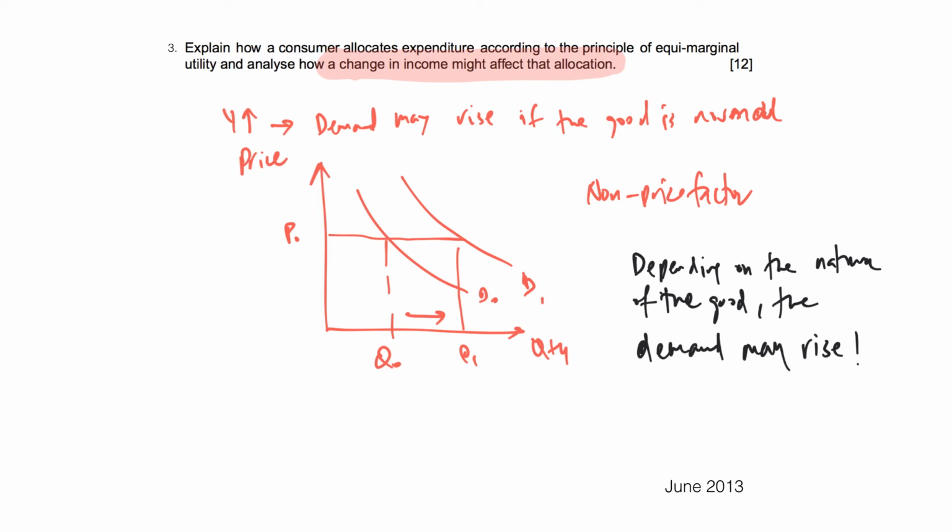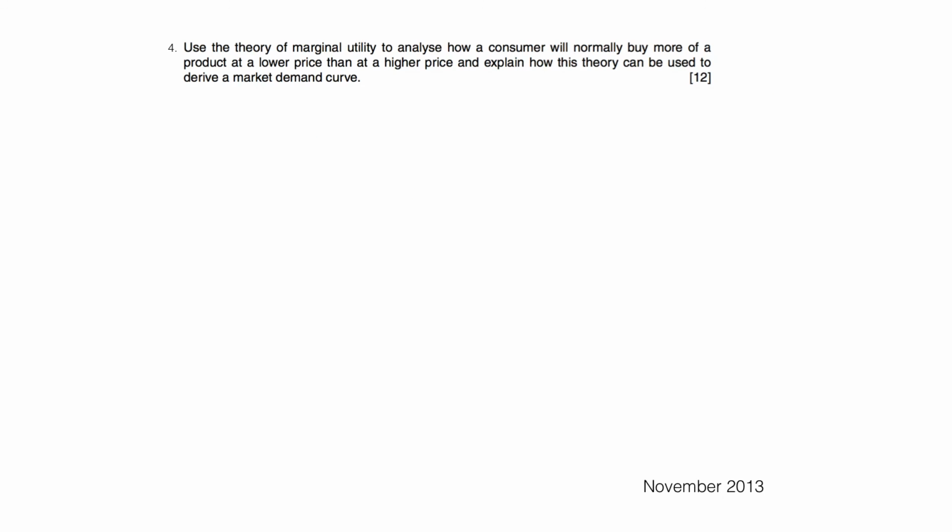Let's see another question. Okay. Again, same thing. Use the theory of marginal utility to analyze how a consumer will normally buy more of a product at a lower price than at a higher price, and explain how this theory can be used to derive a market demand curve. Just a quick note, how do we derive a market demand curve? This is a little extra. We say that the sum of individual consumers' demand curves is the market demand curve.